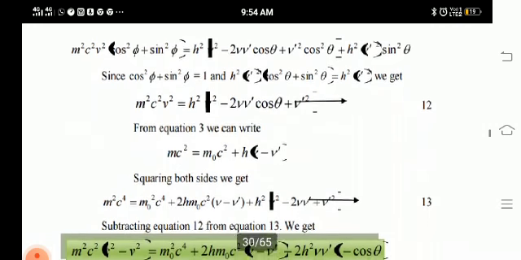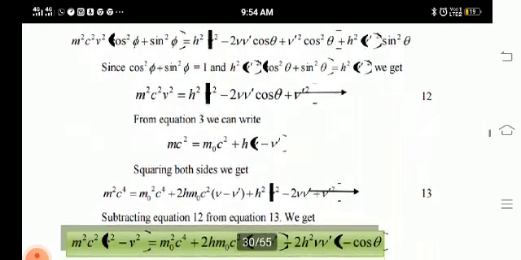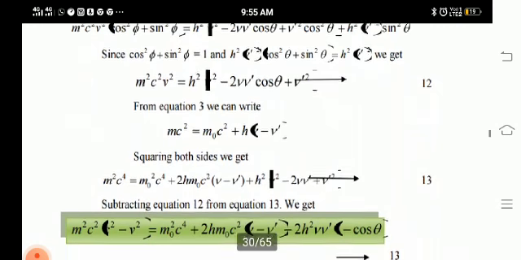From equation three, that is the total energy, we get m c squared is equal to m naught c squared plus h nu minus h nu dash. Squaring the above equation, that is the total energy equation, we get m squared c to the power 4 is equal to m naught squared c to the power 4 plus 2h m naught c squared nu minus nu dash plus h squared nu squared minus 2 nu nu dash plus nu dash squared.